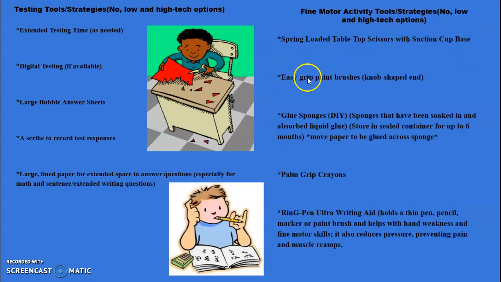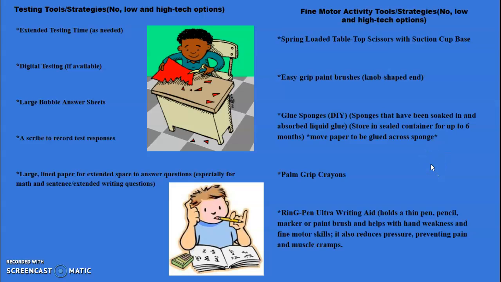For art classes, I chose to look at easy grip paint brushes with knob-shaped ends. This would be easier for Sammy to grip, and he could paint and be included with his peers as well. Looking at do-it-yourself glue sponges, this is actually something that I found on Pinterest. It would be very easy and inexpensive. Sponges that have been soaked in and absorbed liquid glue. Basically, they're stored in a sealed container for up to 6 months.